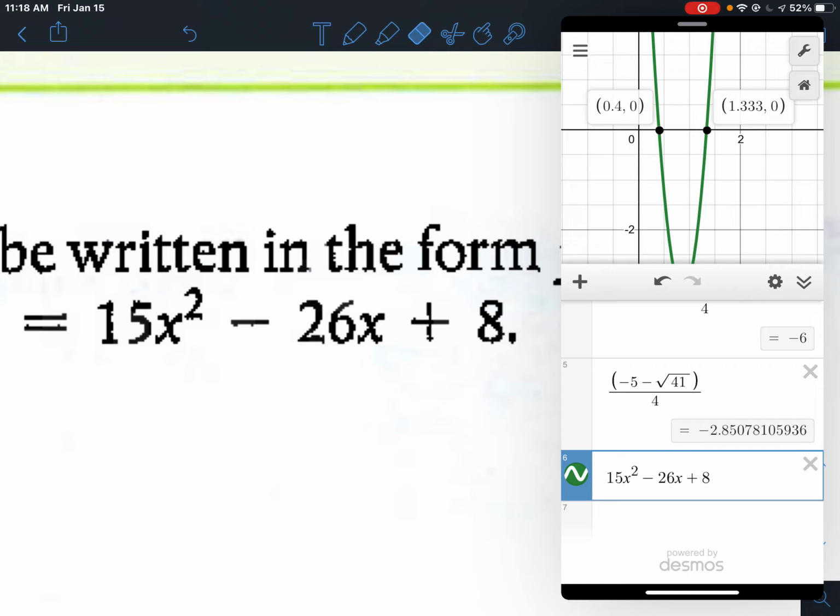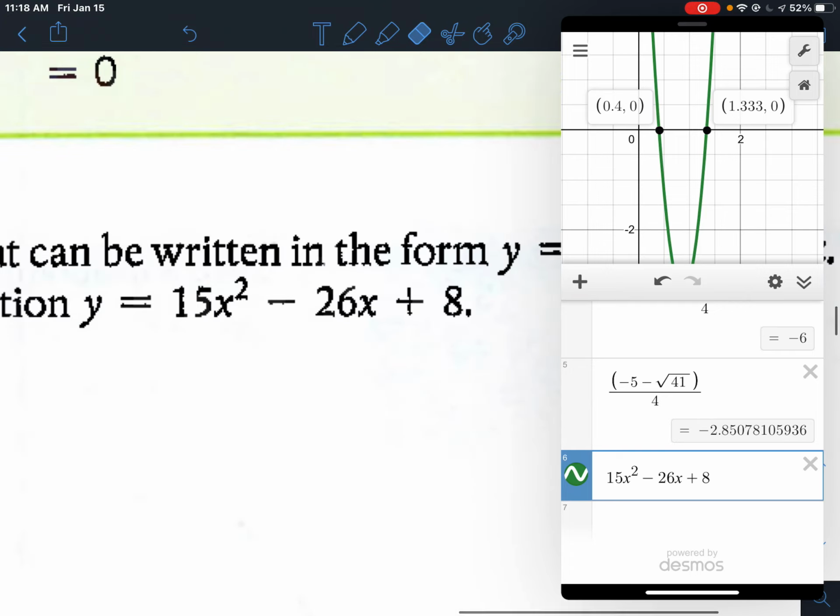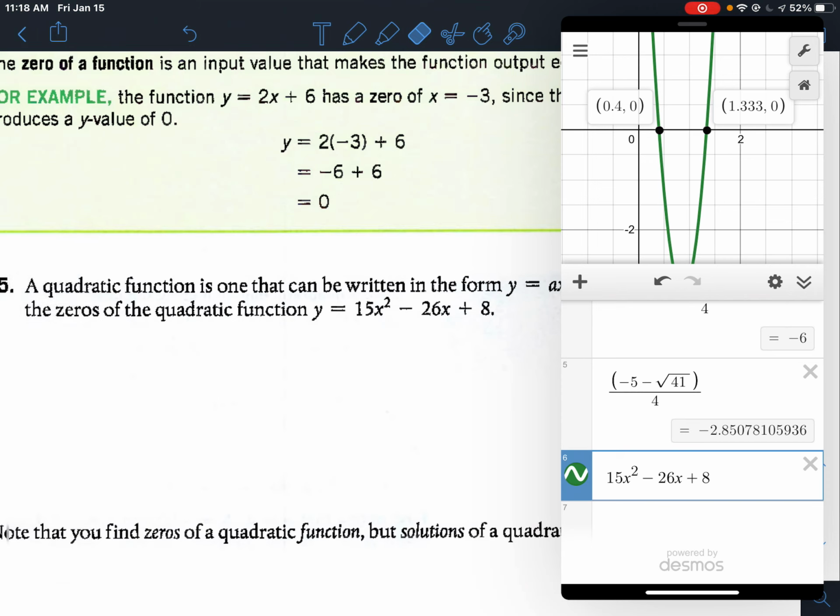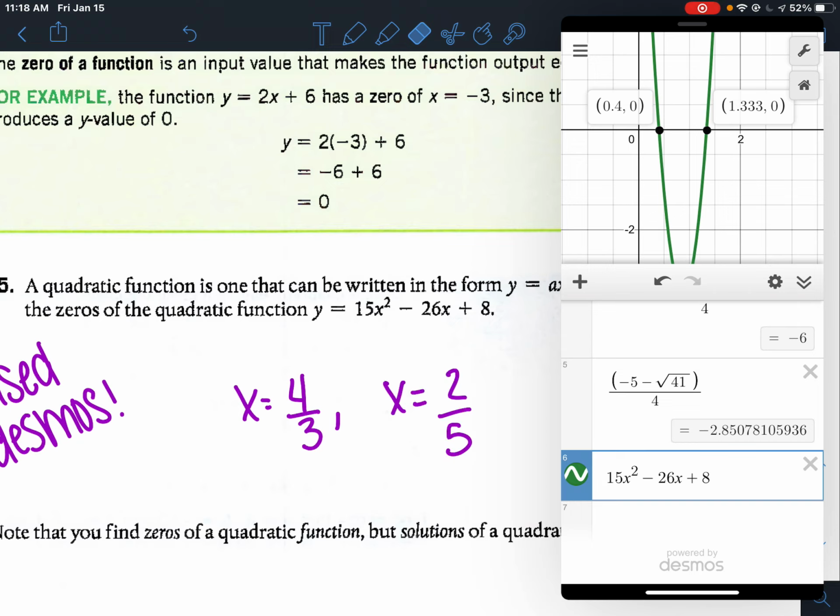It's okay if you didn't know that. I just wrote them as fractions because I like fractions a little bit better than decimals. So we use Desmos. X equals 4/3. X equals 2/5. And that's really all there is to it.